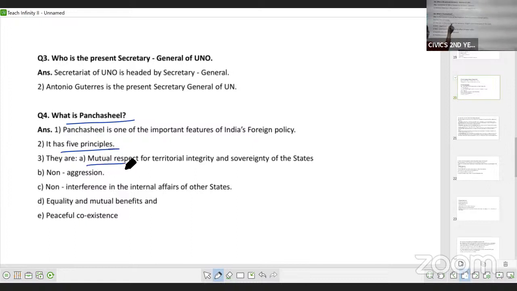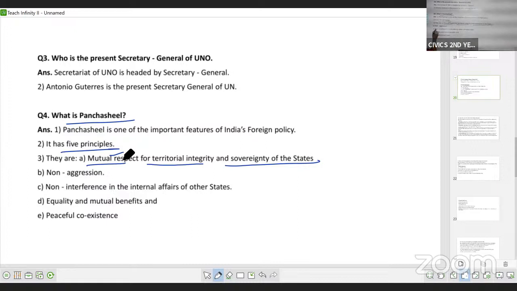Mutual respect for territorial integrity and sovereignty of the state. Each and every state should respect the territorial integrity and the independence, that is sovereignty of the other states. No state should try to invade or capture any part of the other state, or try to conquer any other state. So, mutual respect for territorial integrity and sovereignty of the state is the first principle of Panchsheel.